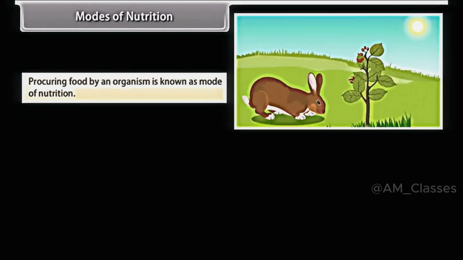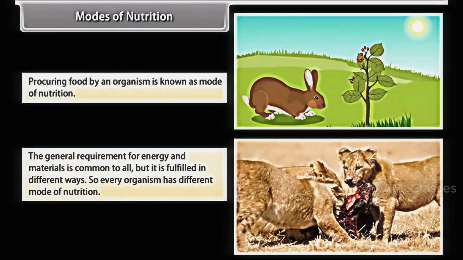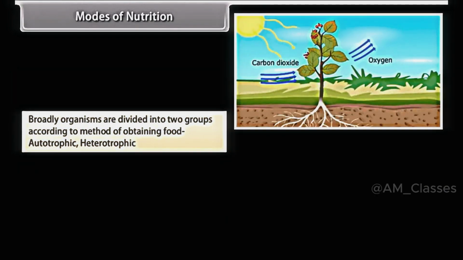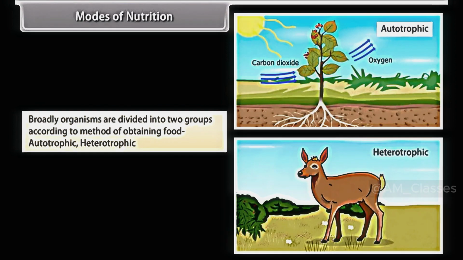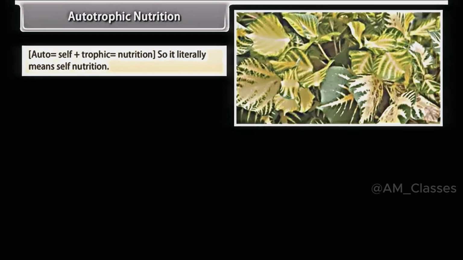Modes of nutrition. Procuring food by an organism is known as mode of nutrition. The general requirement for energy and materials is common to all, but it is fulfilled in different ways. So every organism has a different mode of nutrition. Broadly, organisms are divided into two groups according to the method of obtaining food: autotrophic and heterotrophic. Autotrophic nutrition. Auto means self and trophic means nutrition. So it literally means self-nutrition.